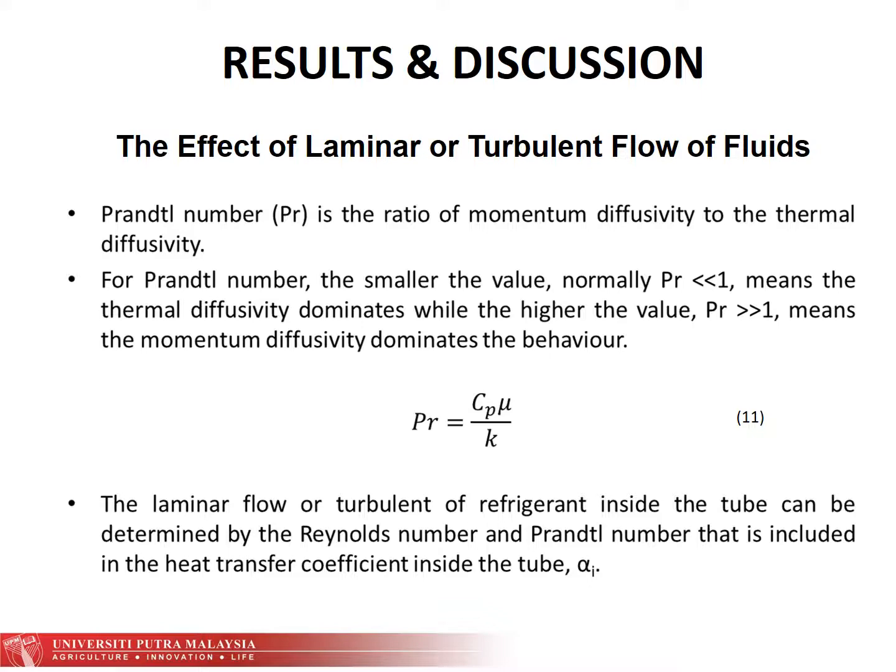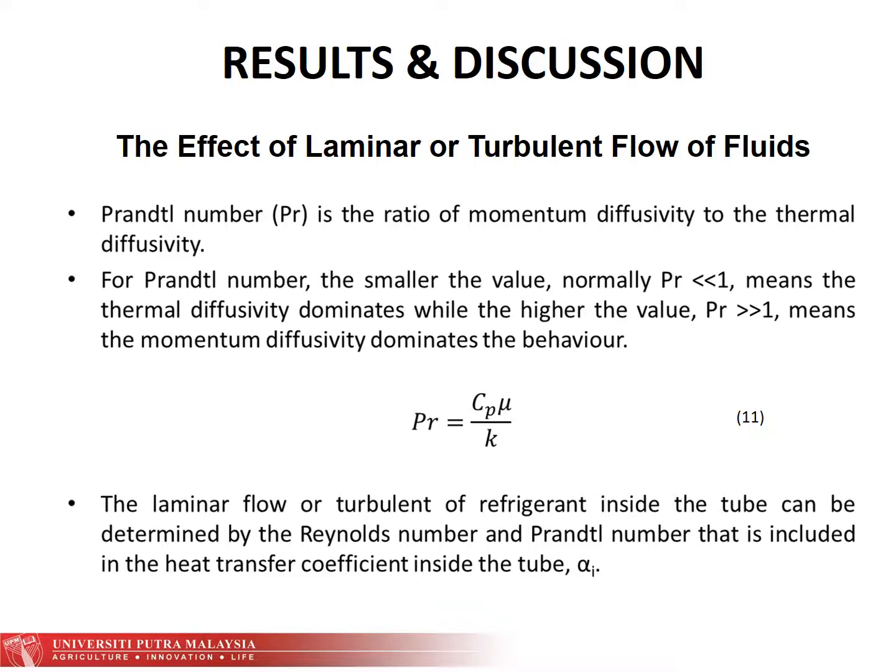For Prandtl number, the smaller the value, which is smaller than 1, means the thermal diffusivity dominates, while the higher the value, which is more than 1, means the momentum diffusivity dominates the behavior. The Prandtl number equation can be shown in equation 11.